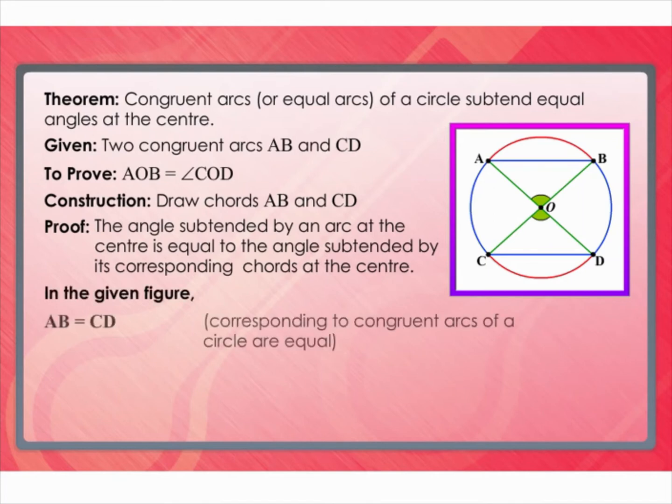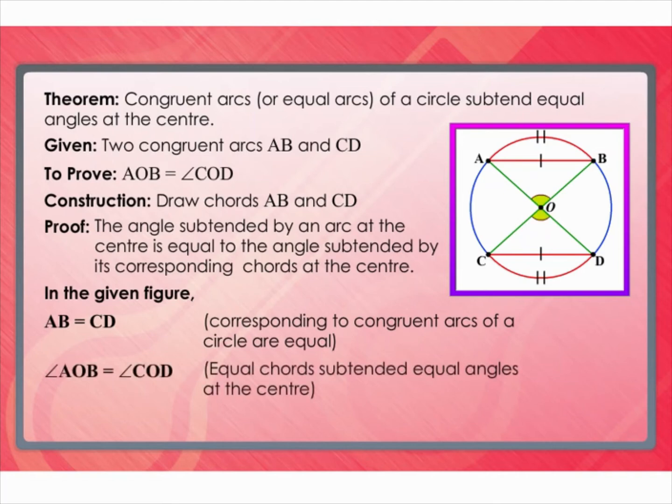In this figure, chord AB and CD are equal. Since we've already seen the chords corresponding to congruent arcs of a circle are equal, we already know that equal chords of a circle subtend equal angles at the center. Thus, angle AOB is equal to angle COD, and the theorem is proved.